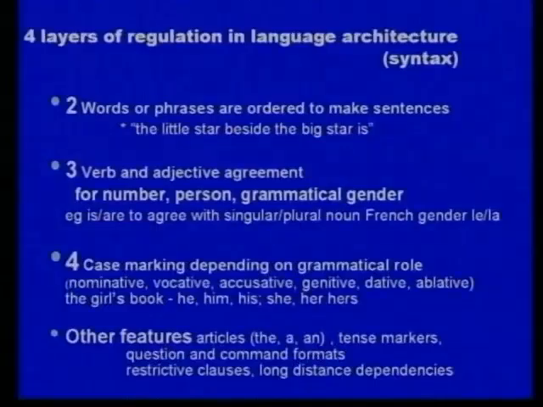The fourth layer is case marking. We don't have much of that in English. Any of you that learn Latin will understand about case marking. We still have it in our pronouns. We change our pronouns, he, him, his, she, her, hers. We change our pronoun depending on what role it plays in that sentence. And all these four layers are important in giving the meaning of our sentence.